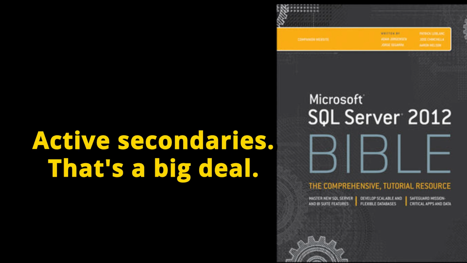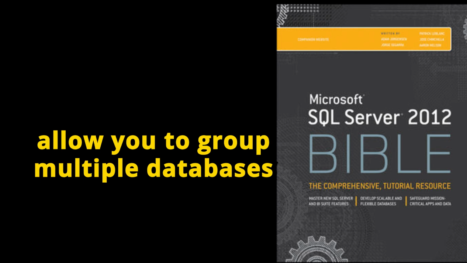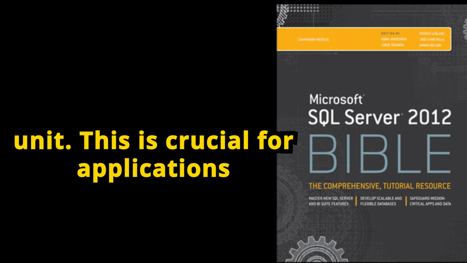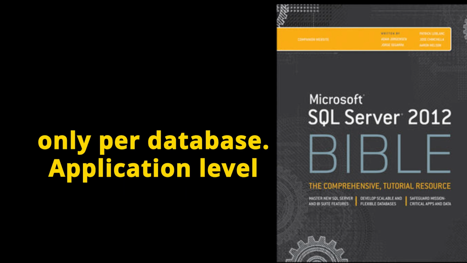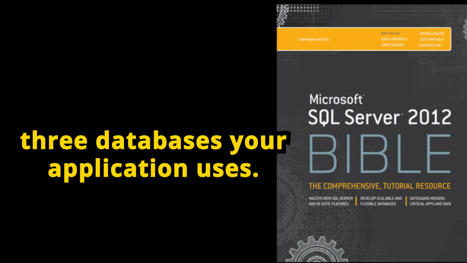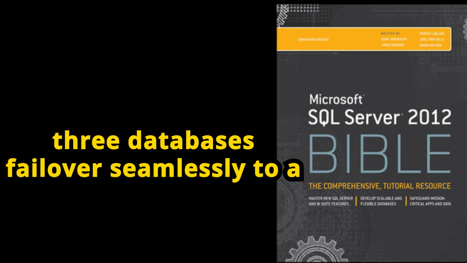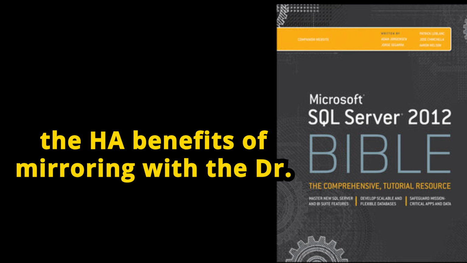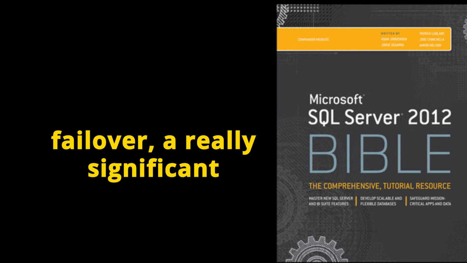Wow, active secondaries, that's a big deal. Huge. Second, availability groups allow you to group multiple databases together so that in the event of failure, they will fail over together as a single unit. This is crucial for applications that depend on multiple databases being consistent with each other. Mirroring was only per database. Application-level failover. Exactly. You define an availability group containing, say, the 3 databases your application uses. And if the primary replica fails, all 3 databases fail over seamlessly to a secondary replica together. It combined the HA benefits of mirroring with the DR capabilities of log shipping and added read capabilities and multi-database failover, a really significant enhancement.